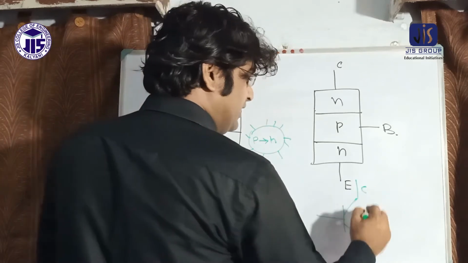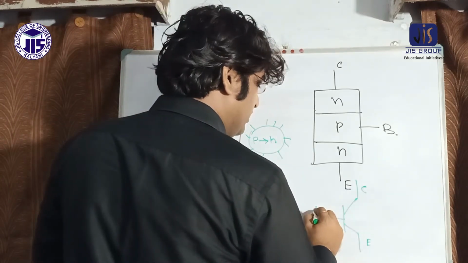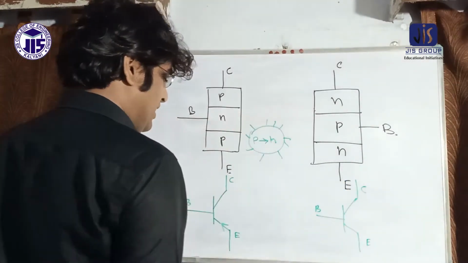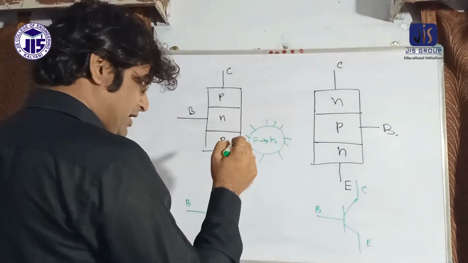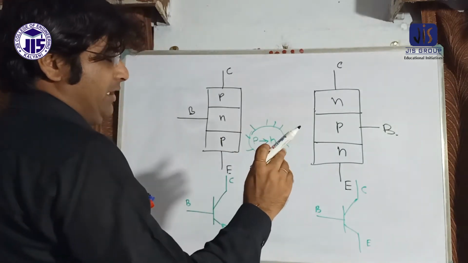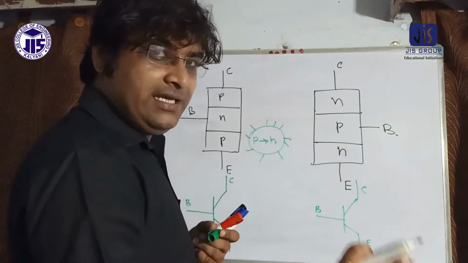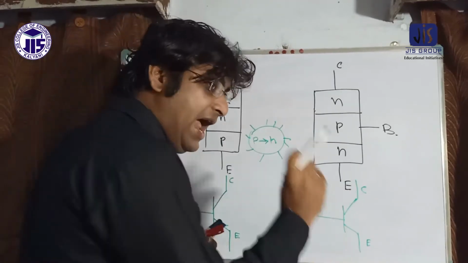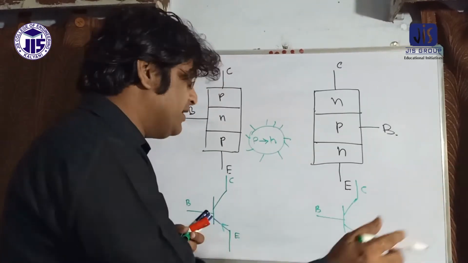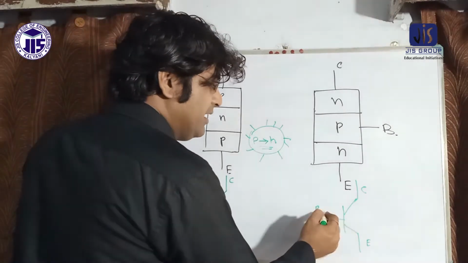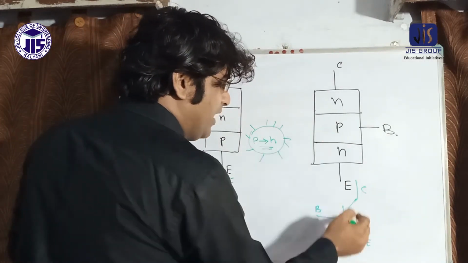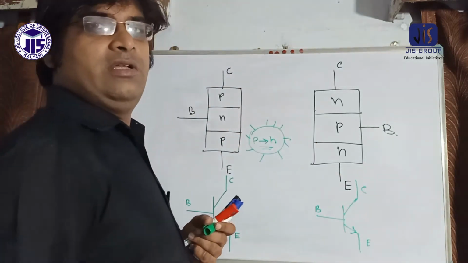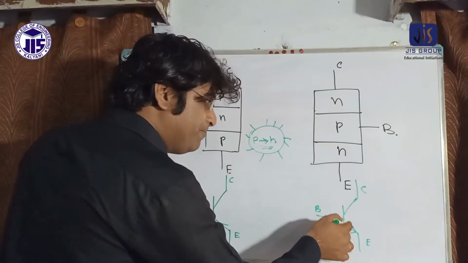This is the collector, this is the emitter, this is the base. Collector, emitter, base. Now the arrow is present in the emitter side, and it is P to N. That means it's P to N. Arrow is present in the emitter side and P to N.